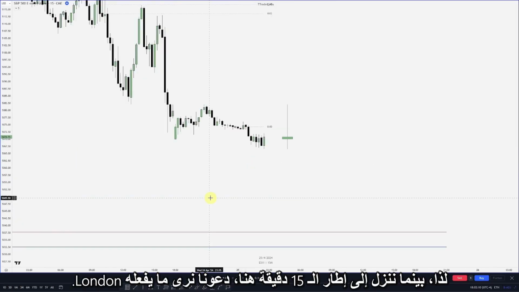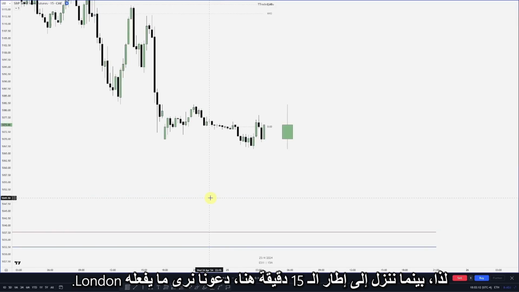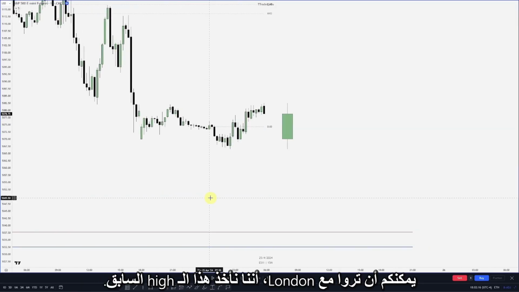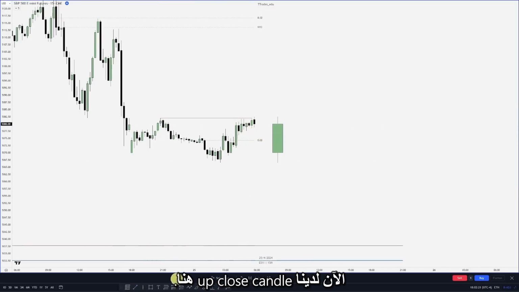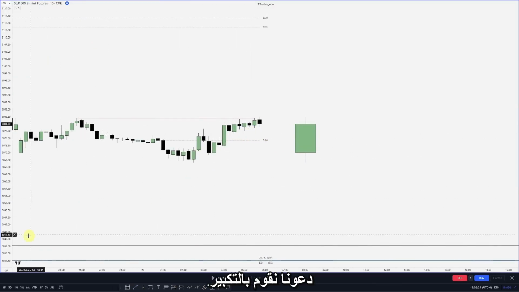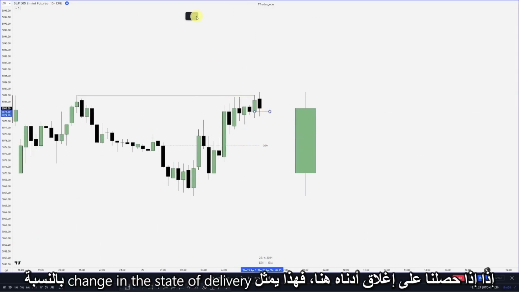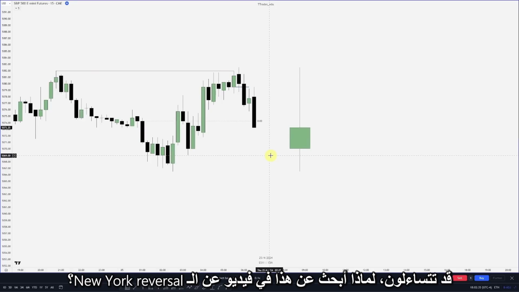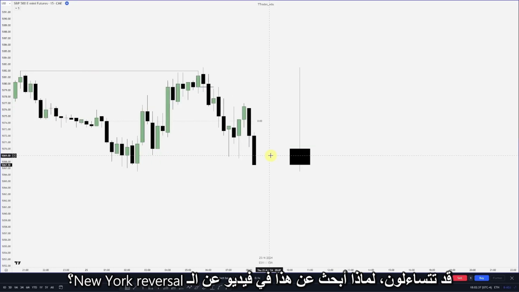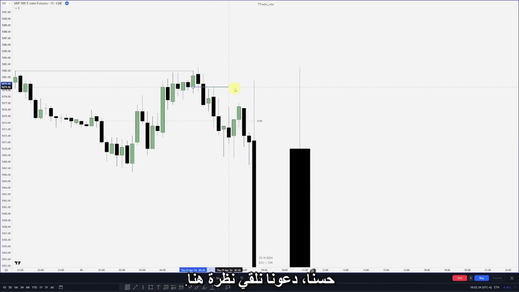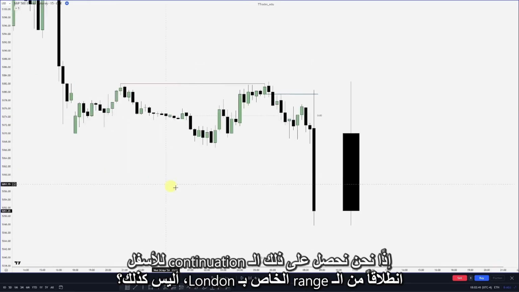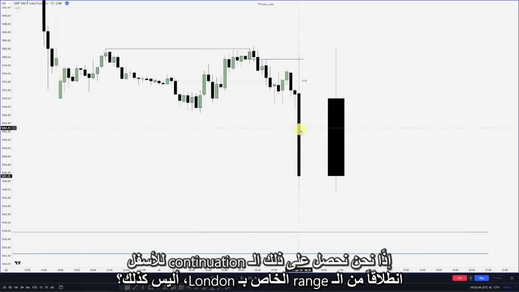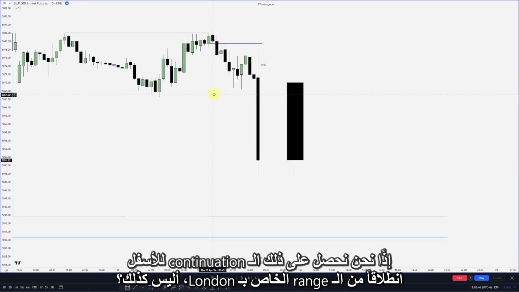So as we drop down to the 15-minute chart here, let's see what London does. You can see with London, we take out this previous high. Now we have an up close candle here. Let's go ahead and zoom in. And so if we get a closure below here, that is a change in the state of delivery for London to trade off of in New York. Now you might be saying, why am I looking for this for a New York reversal video? Well, let's just take a look here. So we are getting that continuation lower off of London's range, right?